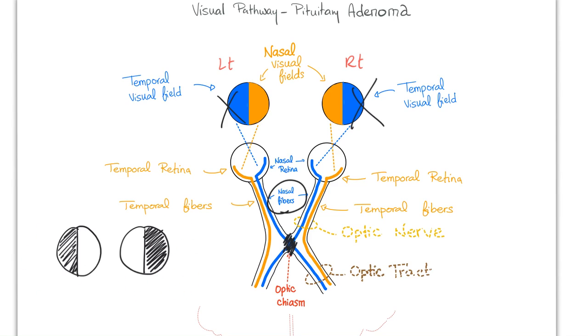What do you call this condition? It's bi, because it's bilateral. Temporal, because you have lost the temples. Hemi, half. Anopia, an means no, and opia means vision. So I cannot see bitemporally.